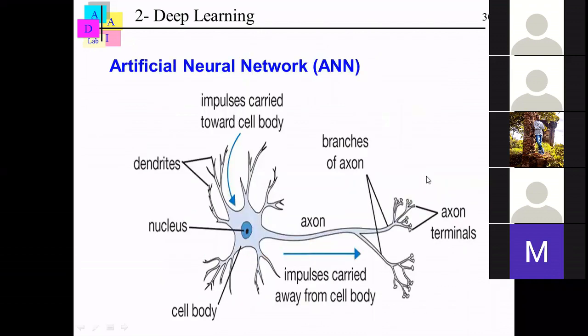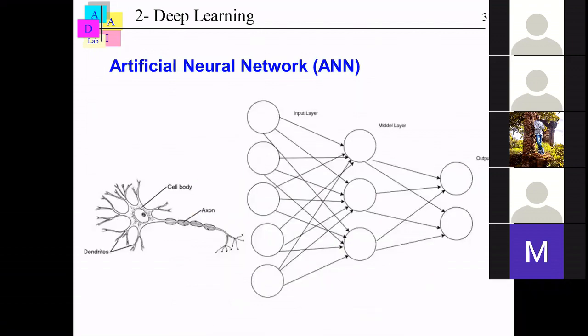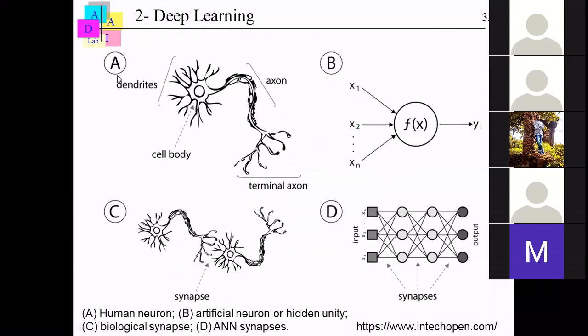How about the artificial neural network? Here is the biology of the neuron, and with the biology here is the artificial neural network. In picture A, you can see the human neuron. Picture B is the artificial neuron or hidden unit. In picture C, the biological synapse. And the last picture, the ANN synapse.